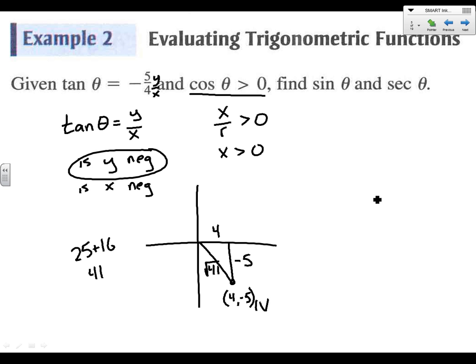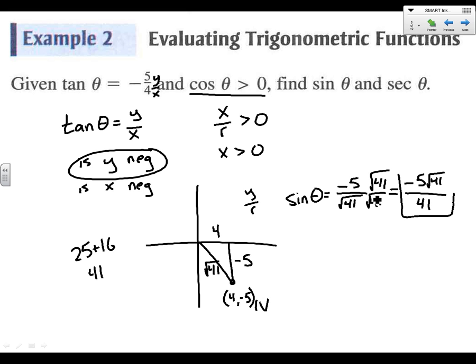So we need to go ahead and find the sine from this angle. That's y. Remember, sine is y over r. -5 over root 41. Can't leave it like that. Let's multiply top and bottom by root 41, so we'll get -5 root 41 over 41. That's our answer for sine. And secant is the flip of cosine. Okay, so this is going to be r over x. For secant, r is root 41, x is 4, and we are done.